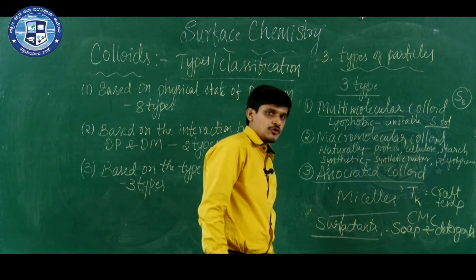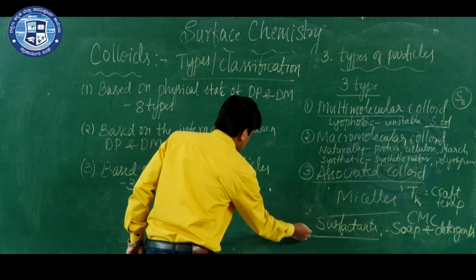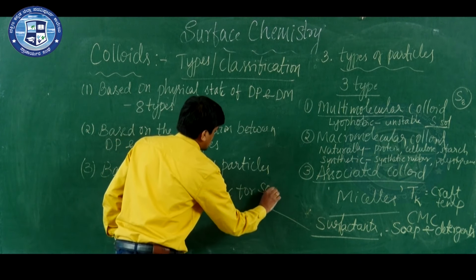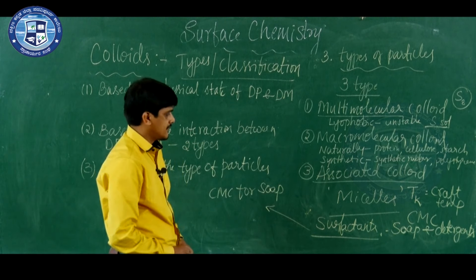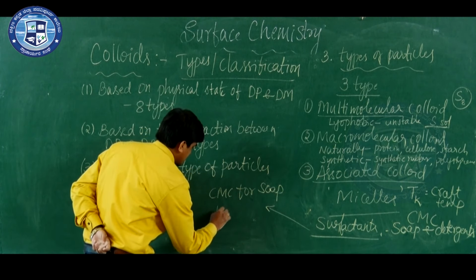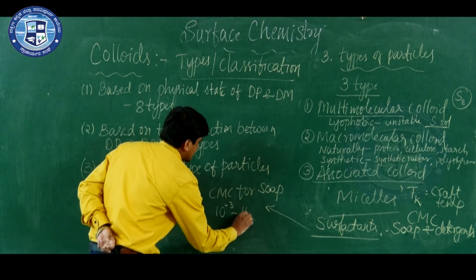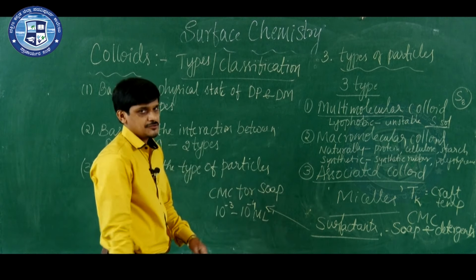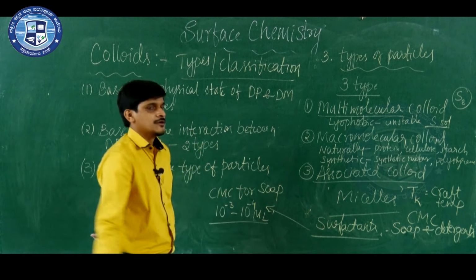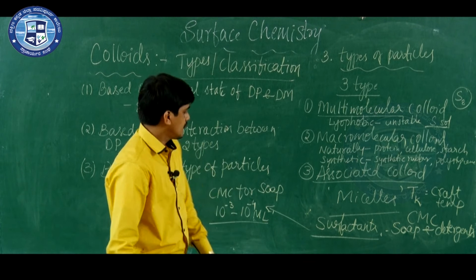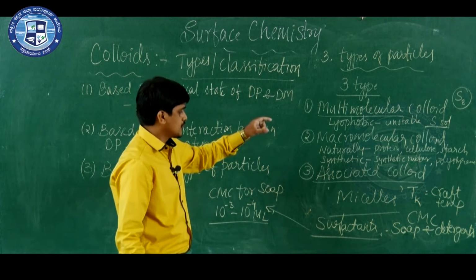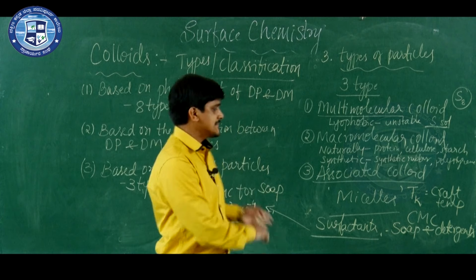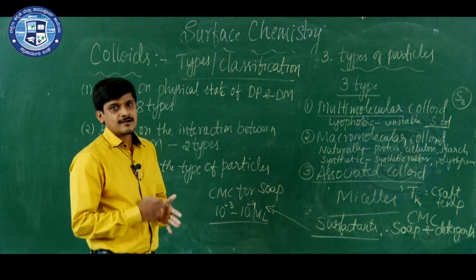Now for soap, the critical micelle concentration, CMC, is 10 power minus 3 to 10 power minus 4 mole per liter. So that is the CMC value, the critical micelle concentration value for soap. So soap and detergents are the associated colloids. So this is all about associated colloids.